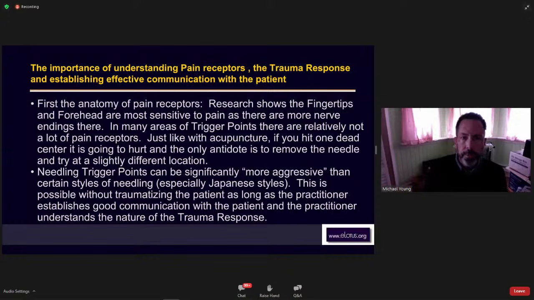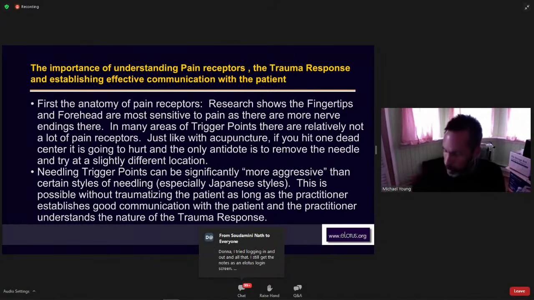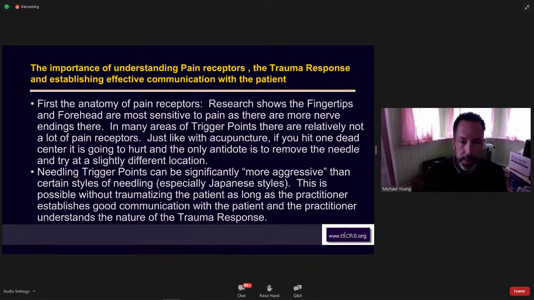First, let's see the importance of understanding pain receptors and trauma response in establishing effective communication with the patient. First, the anatomy of the pain receptors. Research shows the fingertips and forehead are the most sensitive to pain. Basically, there's more nerve endings there. And in many areas where there are trigger points, there are relatively not a lot of pain receptors. Just like with acupuncture, if you hit one dead center, it's going to hurt. And the only antidote is to take the needle out and put it next to it. It's not likely you're going to hit two in a row.